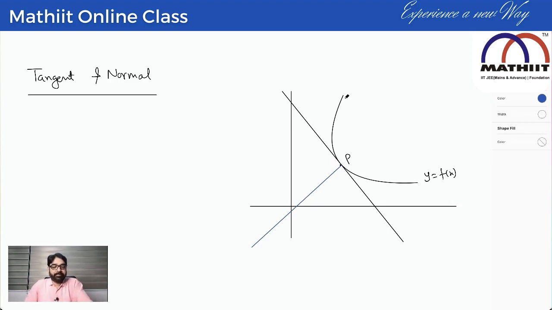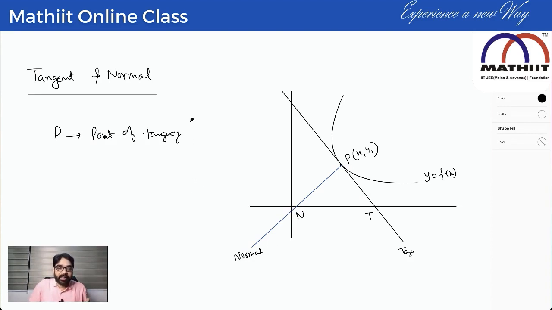Now, here P is the point where we are drawing the normal. Suppose this coordinate is (x1, y1). And let's say this tangent cuts the x-axis at T and the normal cuts the x-axis at N. So this line PT is called the tangent, and this other one is your normal. Now, here P we call the point of tangency.